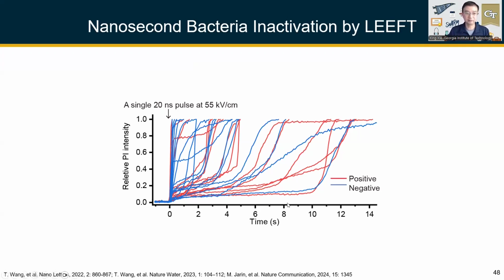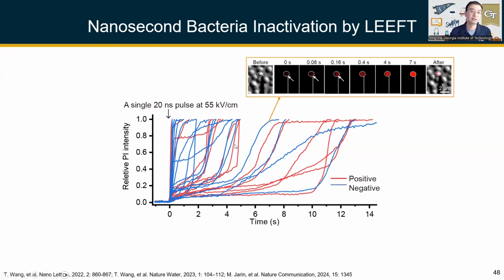The x-axis is the time, and the y-axis is the relative PI intensity, or basically the redness, so how strong the fluorescence is. All these lines indicate individual cells. The red lines indicate cells on the positive electrode, and the blue lines indicate cells at the negative electrode. Once we start the electric field treatment, some cells take a couple of seconds to be inactivated, to be fully stained with fluorescence, and for some cells it happens in even less than a second, or a few milliseconds, right? So this is a really very fast inactivation process.